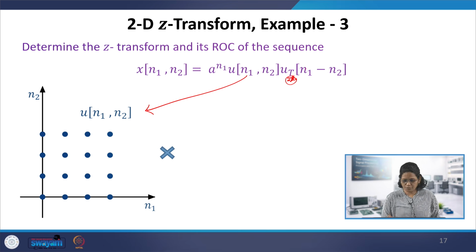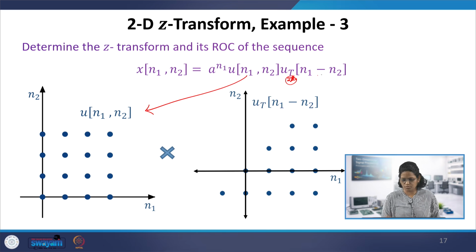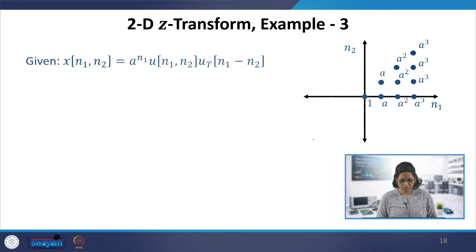If we multiply this with u of n1 minus n2, that is the diagonal one which exists above this region, including the negative ones. If you recall, this diagonal one is not separable. So if we multiply these two sequences, we get only this portion of it, and also we have the sequence A power n1.